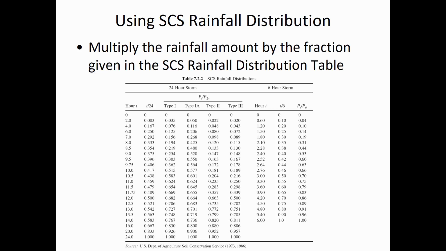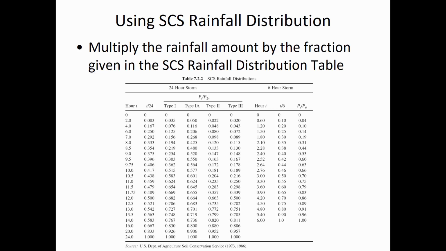When we get to watershed modeling, we're going to use this table, and you get an amount. Let's say you have a storm that's 5 inches in depth. Multiply by the fraction for each one of these. Here in West Virginia, we're type 2. So that says that the total amount up until 2 hours would be 5 inches times 0.022. Now, by the end of the full 24 hours, 100% of the precipitation has occurred.